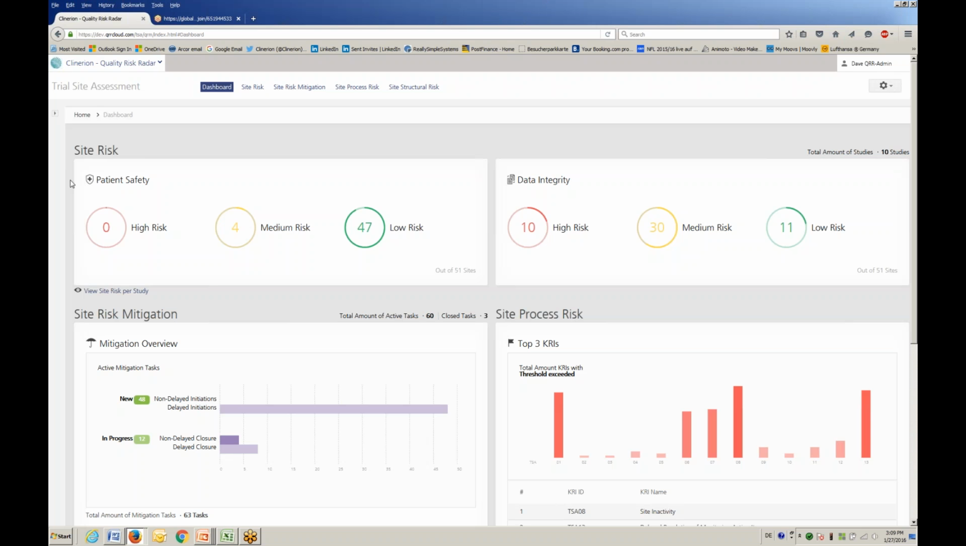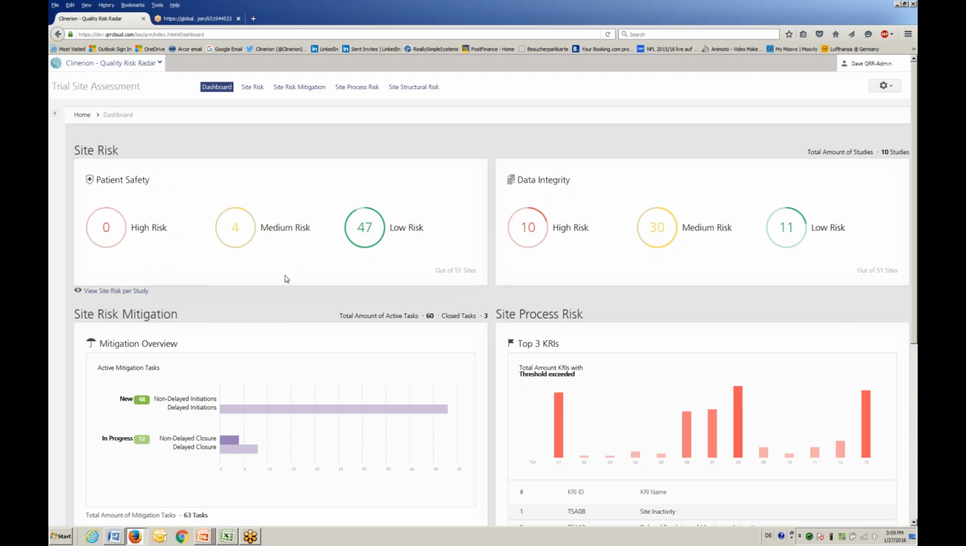First of all, at the top we see the so-called site risk. The site risk is a statement which informs us about the overall risk of the sites under our concern, for which risk assessments have been carried out. In our environment here, there are currently 51 sites in the system which have had risk assessments carried out. As I pointed out before, we calculate risk both for patient safety as well as data integrity, and in each case we see a distribution of that risk.